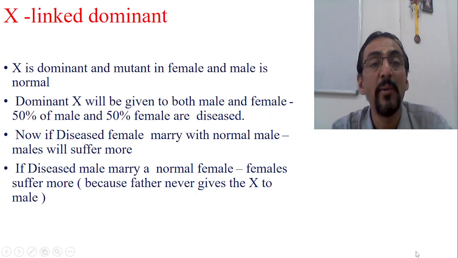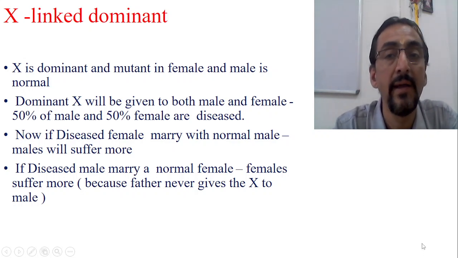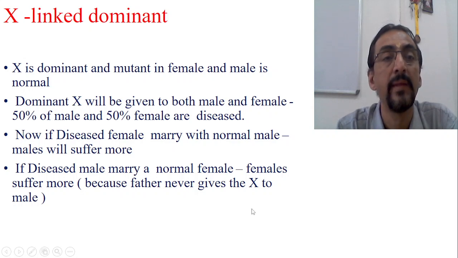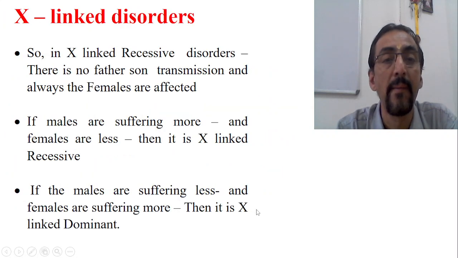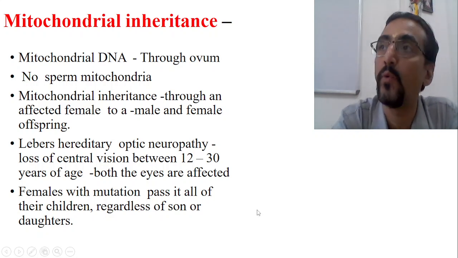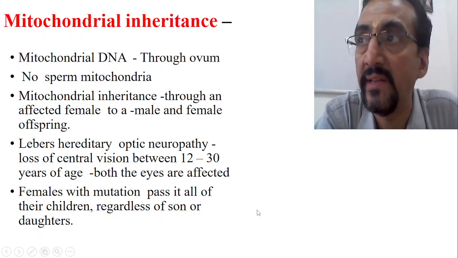Okay, so X-linked dominant: mutant in the female and the male is normal. This part we have already seen. Now we have another inheritance that is called mitochondrial inheritance. This is probably the last one in the single gene disorders.